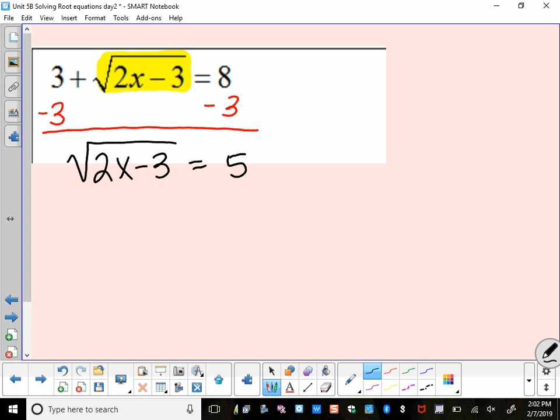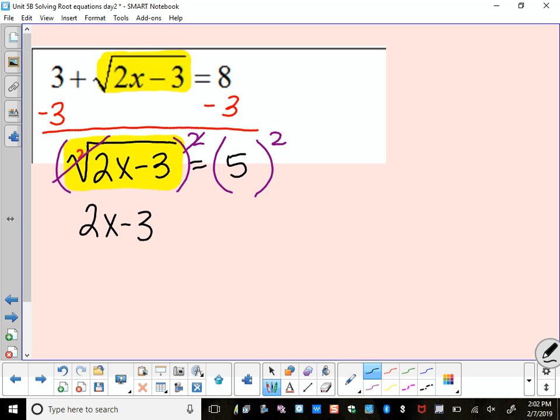Alright, so now I have my radical right where I want it. It's by itself. What is the root of this radical? What's this small number that should be there, but it's not? It's invisible. 2. So it's a 2, this is square root. So I'm going to raise each side to the power of 2, because that's my radical. I want to do the opposite. So my power and my root will cancel out. And I'm left with 2x minus 3 is equal to, what's 5 squared? 25. Good.